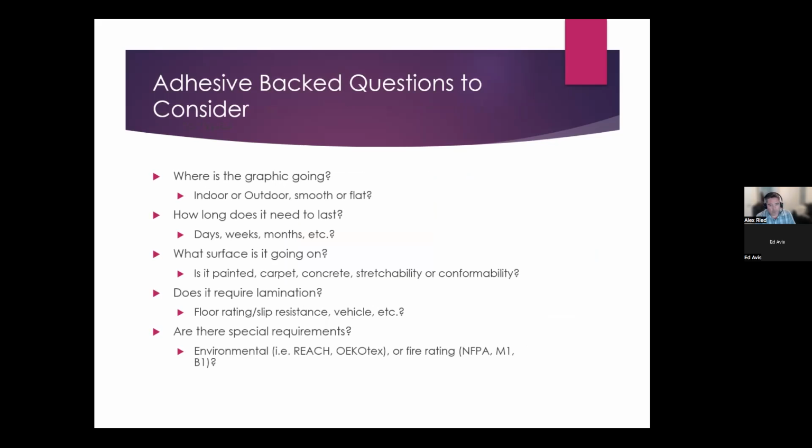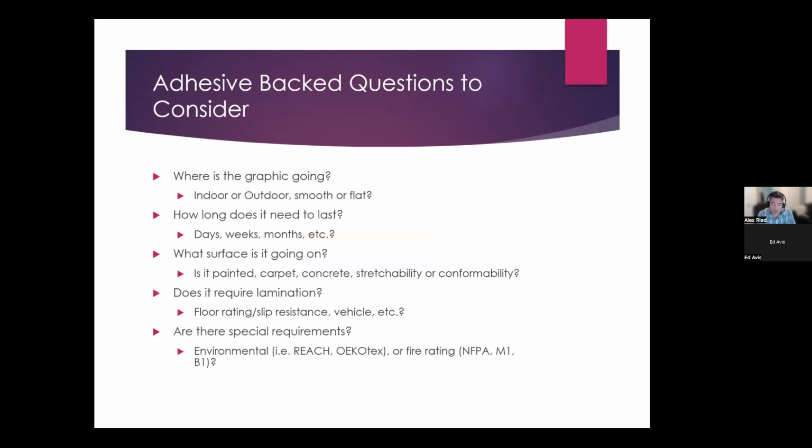So again, I know we're incorporating a lot of this into the same questions, but I feel the need to reinforce it. It's always the question of where is it going, how long it needs to last, what's it being adhered to, does it require lamination?